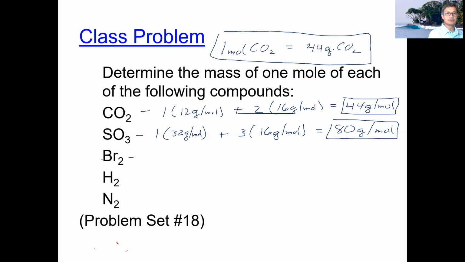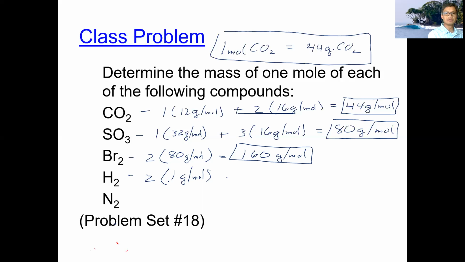All right, bromine. This is a diatomic element. We have 2 bromine atoms that make up this molecule. Each bromine atom has a molar mass of 80 grams per mole. So the total molar mass for bromine as a molecule is 160 grams per mole. All right, hydrogen, we already did that. 2 hydrogen atoms. Each hydrogen atom has a molar mass of 1 gram per mole. So the molar mass for hydrogen is 2 grams per mole.